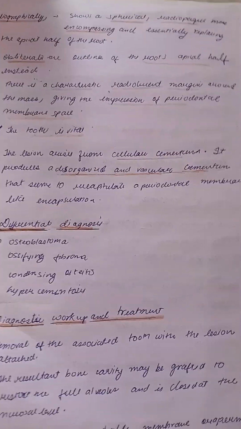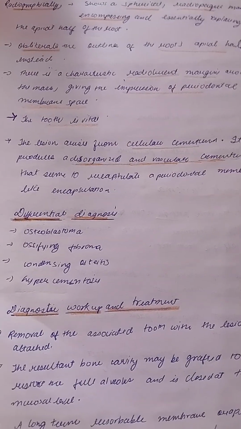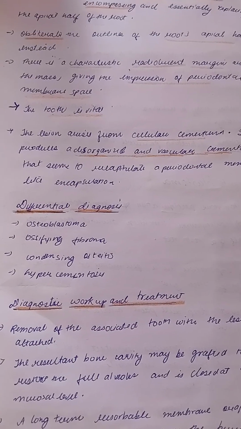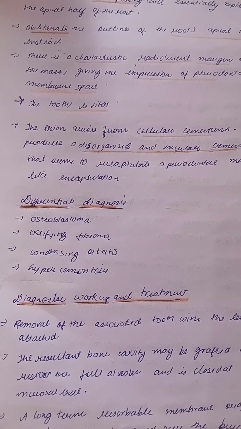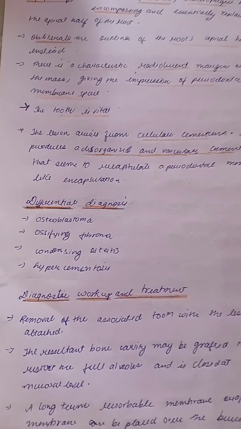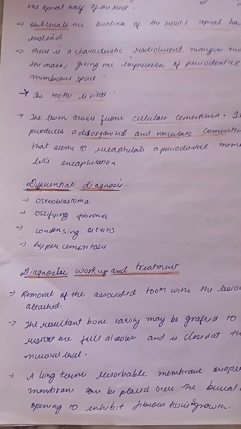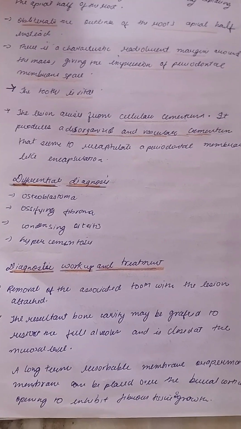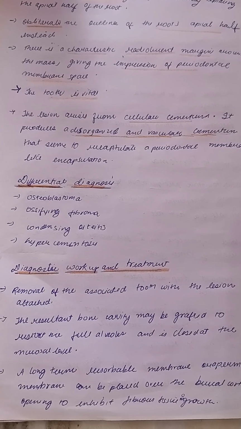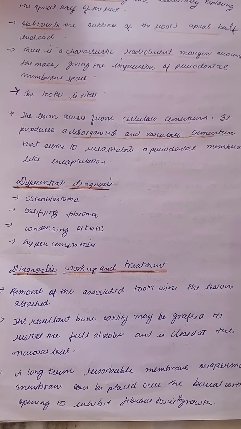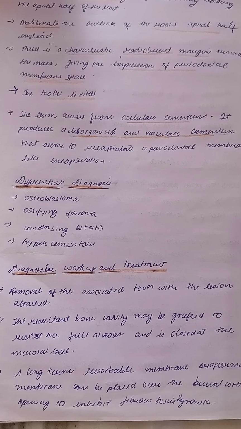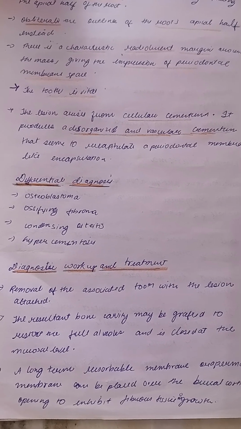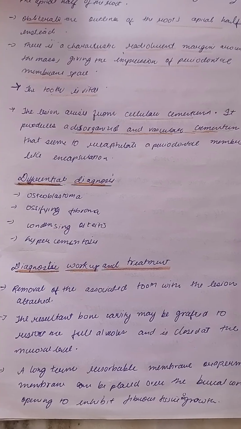Now, what are the differential diagnoses? Osteoblastoma, ossifying fibroma, condensing osteitis, and hypercementosis. Diagnostic workup and treatment: removal of the associated tooth with the lesion attached. The resultant bone cavity may be grafted to restore the full alveolus and is closed at the mucosal level.